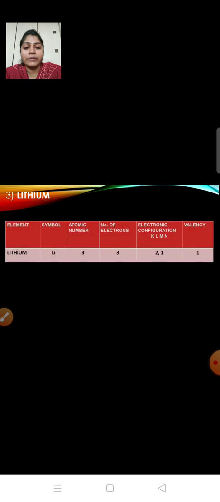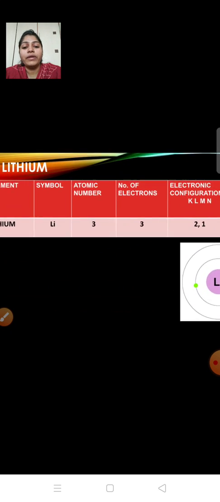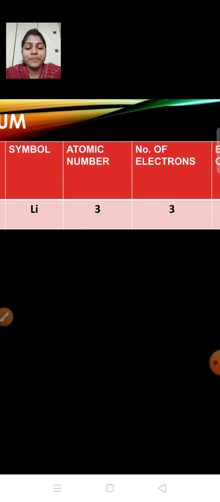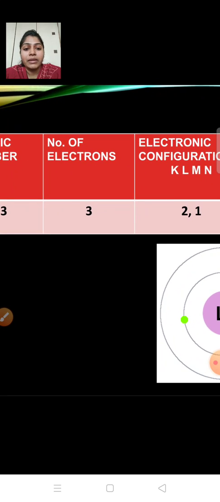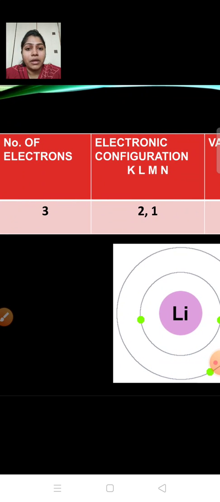Okay, now we'll go to the next one, that is lithium. The symbol of lithium is Li. Atomic number 3. Number of electrons 3. Now let's see the arrangement. Now there are 3 electrons. So 2 electrons will occupy the K shell and the remaining 1 electron will occupy the next shell, that is L shell.